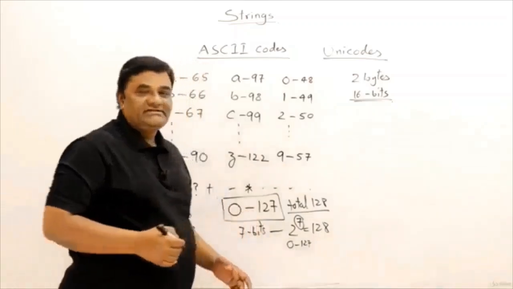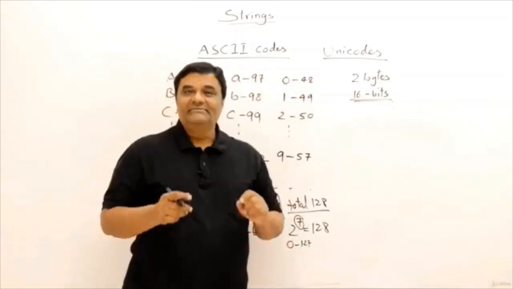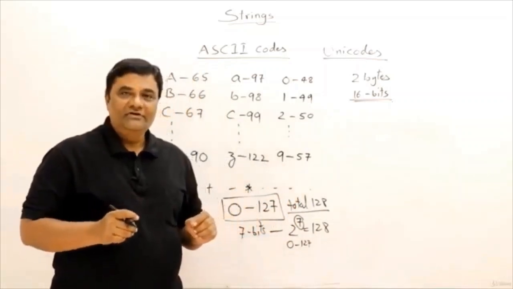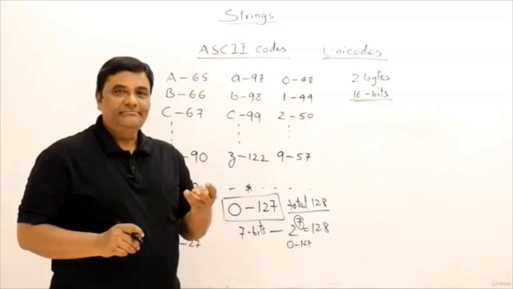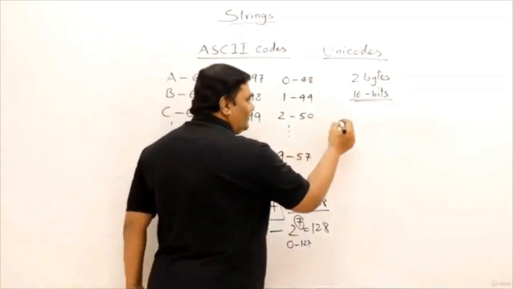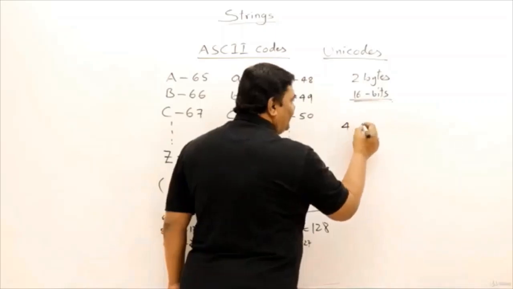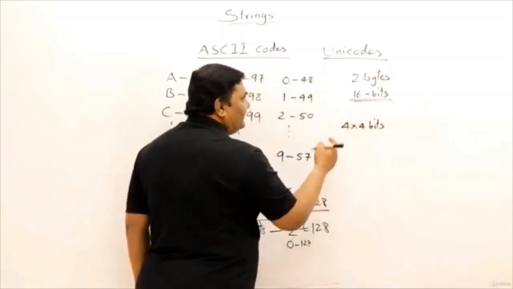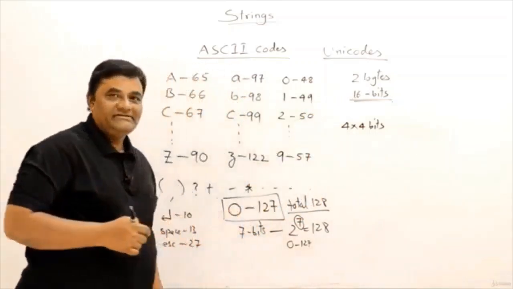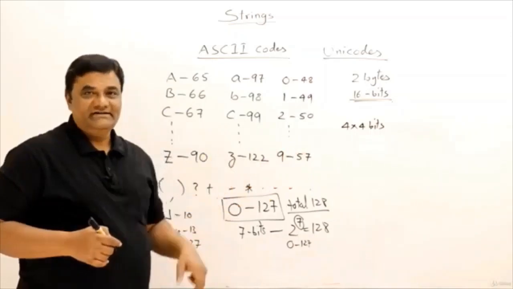Right? Because it is supporting all natural languages, and these 16 bits can be represented in the form of hexadecimal codes. Hexadecimal digits are represented in 4 bits each, so that is 4, 4, 16. So these Unicode codes are represented in hexadecimal form in 4 hexadecimal digits.